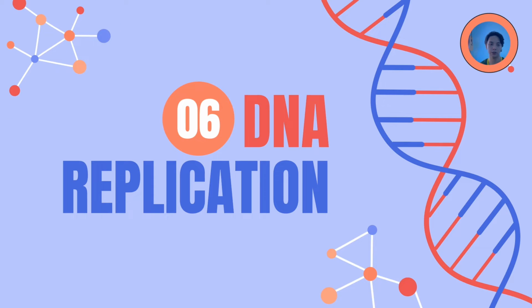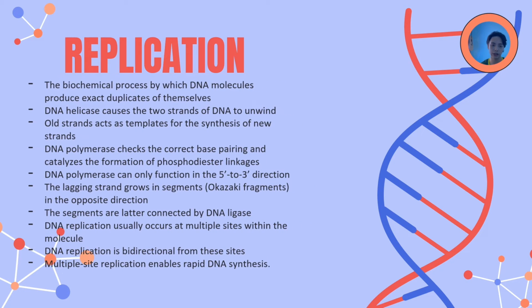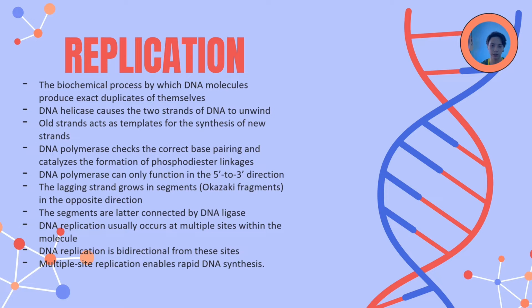So next is replication of DNA molecules. DNA molecules are the carriers of genetic information within a cell. They are the molecules of heredity. Each time a cell divides, an exact copy of the DNA of the parent cell is needed for the new daughter cell. The process by which new DNA molecules are generated is DNA replication. DNA replication is the biochemical process by which DNA molecules produce exact duplicates of themselves.